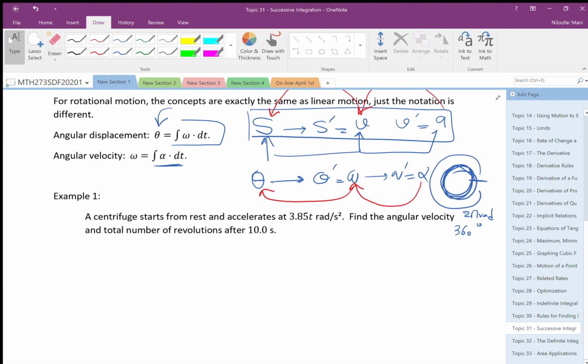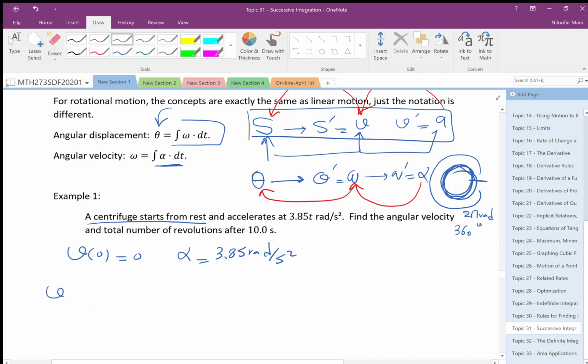A centrifuge starts from rest. A centrifuge is something that goes around, so the motion is like a circle, angular. It starts from rest, which means the initial velocity v0 is 0, because at the beginning there is no velocity. The acceleration alpha is 385 radians per second squared. Find the angular velocity.